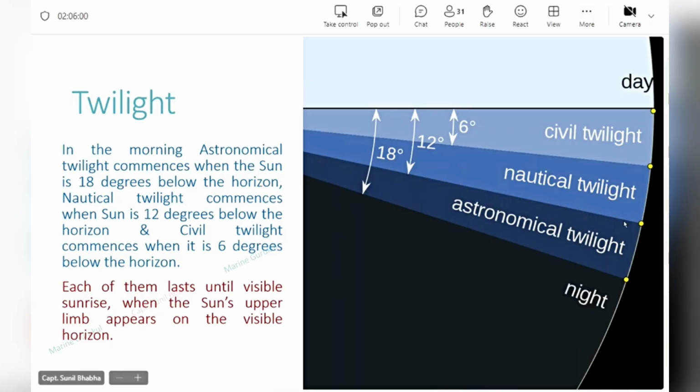Exactly, that's right. Stars, planets, everything is very bright. But to take the altitude, you need to look at the horizon also. So the horizon is what is not visible. Okay, right, sir. Thank you.